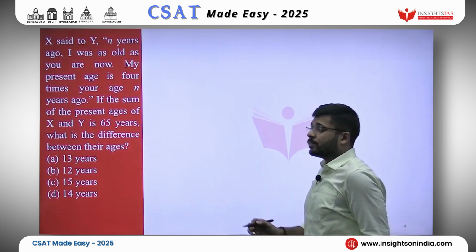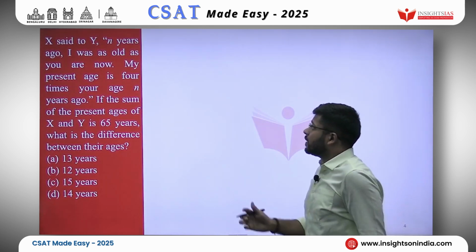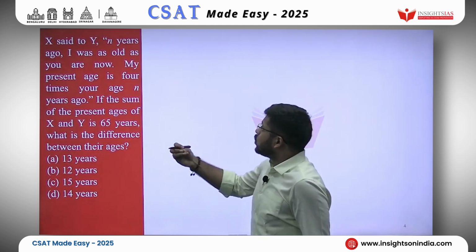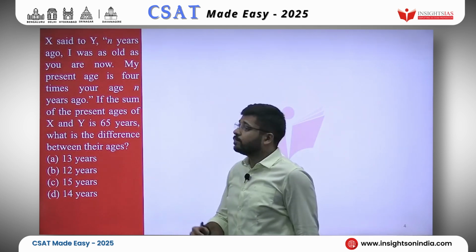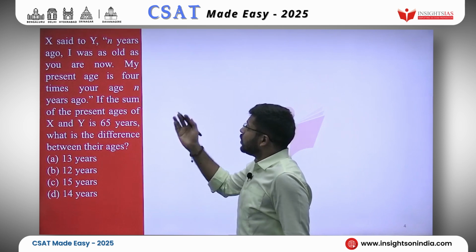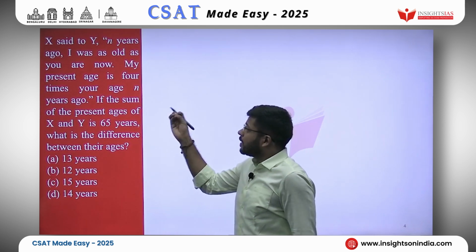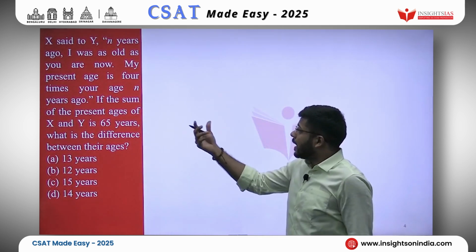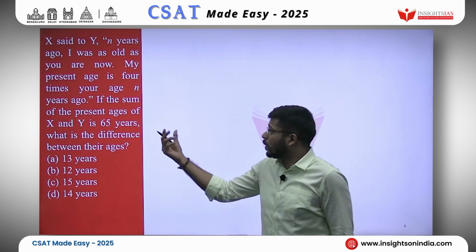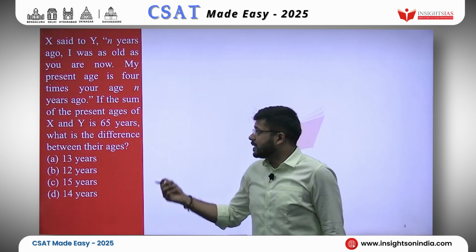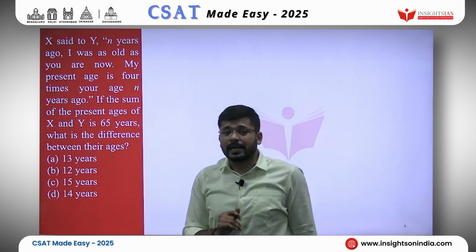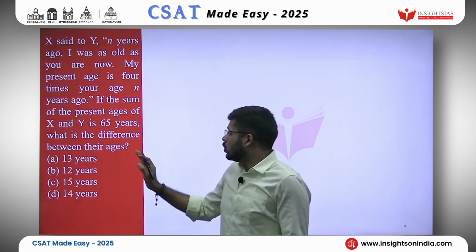Look at this question. X said to Y, n years ago I was as old as you are now. My present age is 4 times your age n years ago. If the sum of the present ages of X and Y is 65 years, what is the difference between their ages? Okay, how do we solve this?